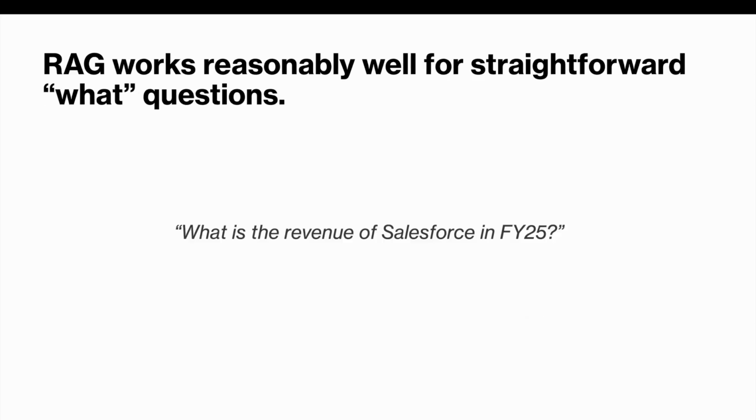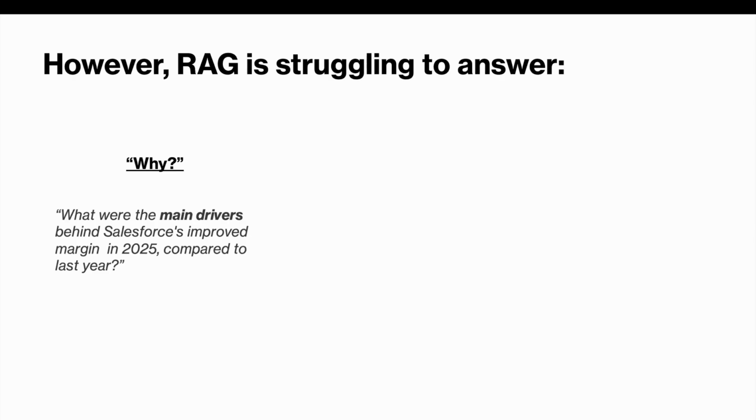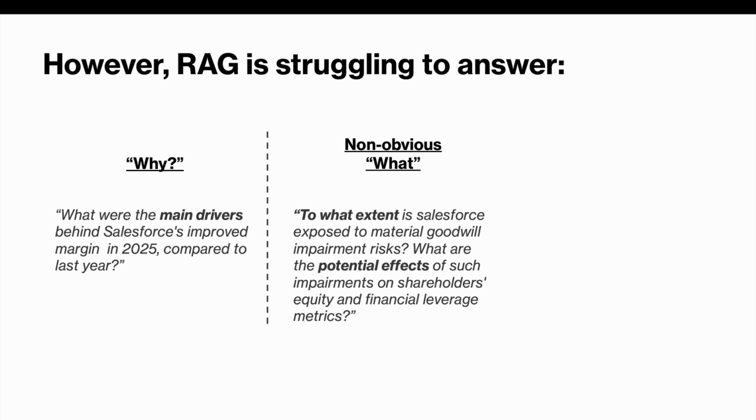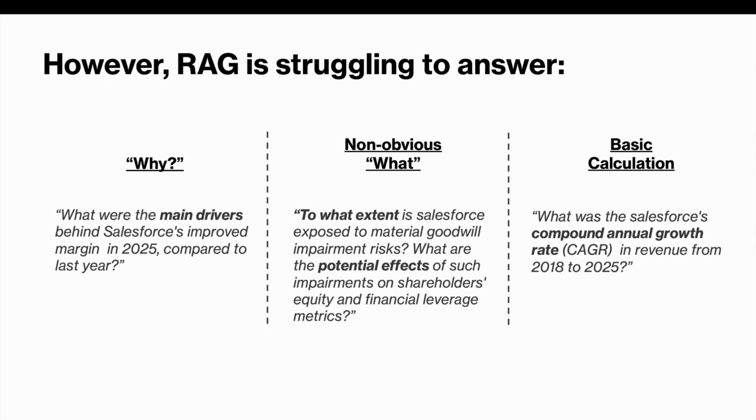RAG somehow solves those straightforward what questions, surface-level queries that focus on retrieving and summarizing facts. However, RAG often struggles to answer complex why questions, like what are the drivers behind Salesforce's net margin increase? They also struggle with non-obvious what questions. Effective answers must be supported by causal facts to provide meaningful context. Sometimes it even makes basic calculations wrong.